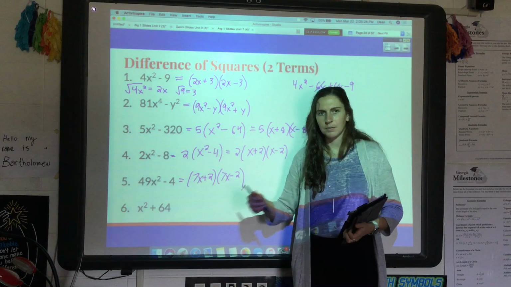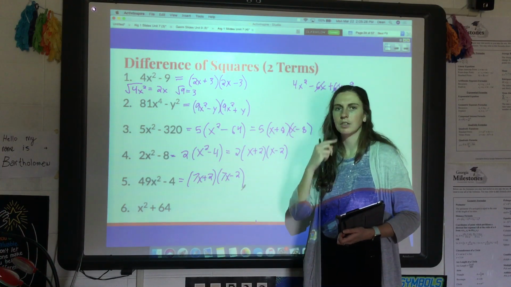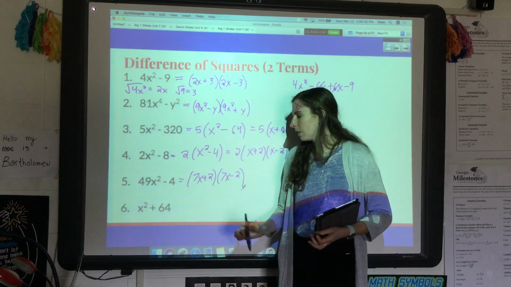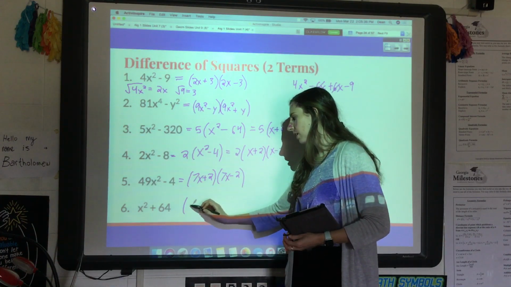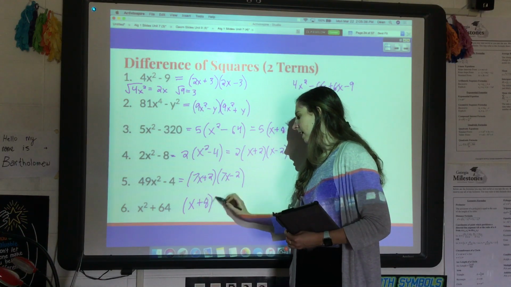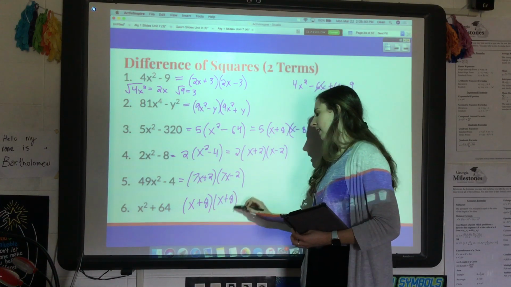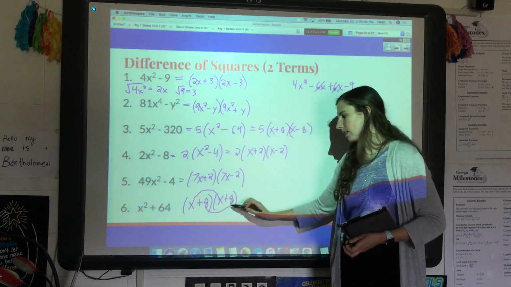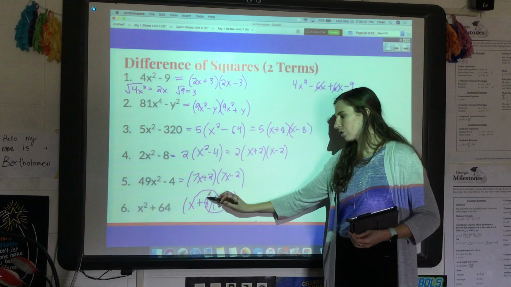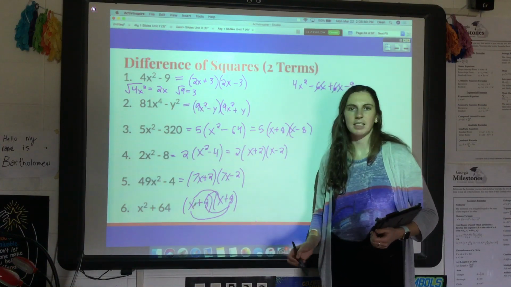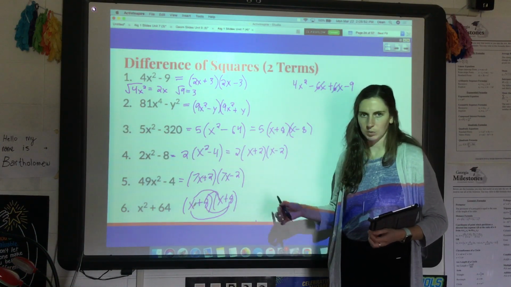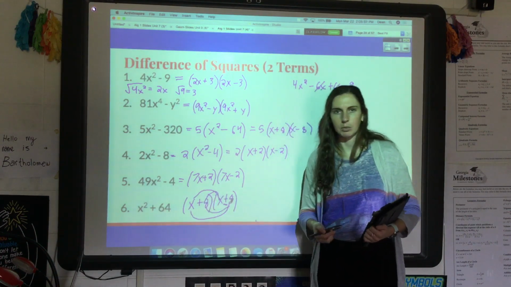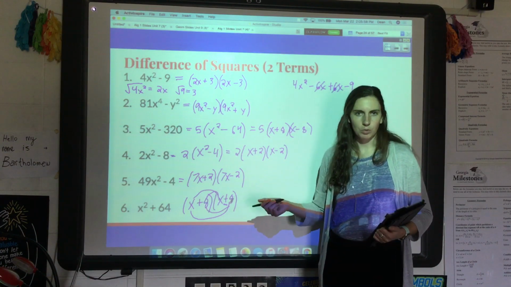What about this one though? This one we can't do the difference of 2 squares because of the plus. So maybe you think, well, maybe I'll just make them both positive. Maybe I'll do x plus 8 and x plus 8. And that doesn't work because you do get x squared and you do get 64, but you end up with an extra 8x and 8x. You end up with 16x in the middle. So that doesn't work. But if we have plus and minus, then we have to have a negative here in the middle. So what do?